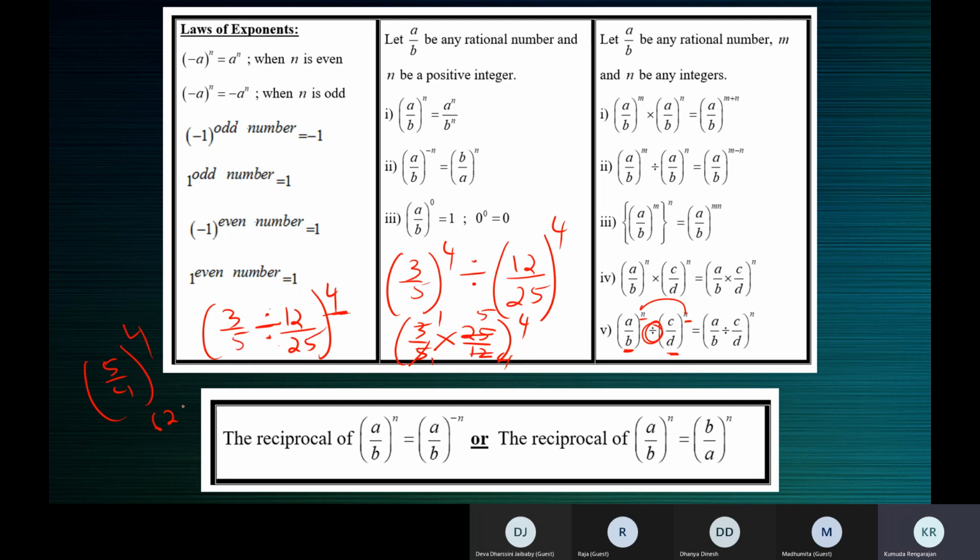So 625 by 256. 5 into 5 into 5 into 5 is 625. 4 into 4 into 4 into 4 is 256. You'll have to multiply 5 by 4 with itself 4 times. 5 by 4, the whole power 4, is 5 by 4 into 5 by 4 into 5 by 4 into 5 by 4.